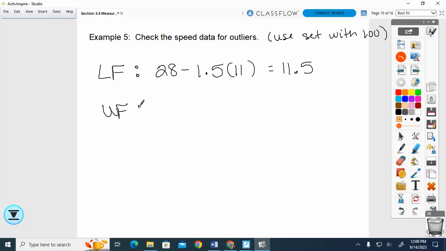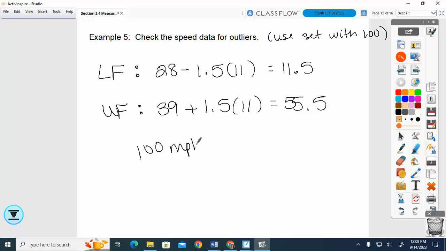Upper fence, quartile 3. What did we find for quartile 3? Plus 1.5 times the interquartile range. Get 55.5. So would 50 have been an outlier? No. But is 100? Yes. So the 100 mile per hour is an outlier.